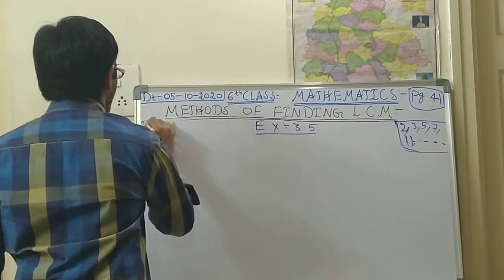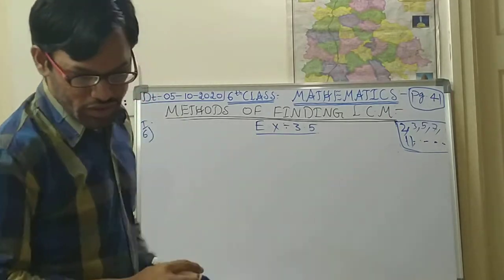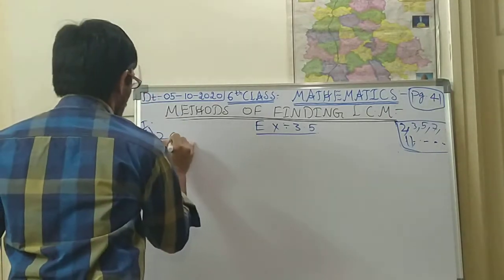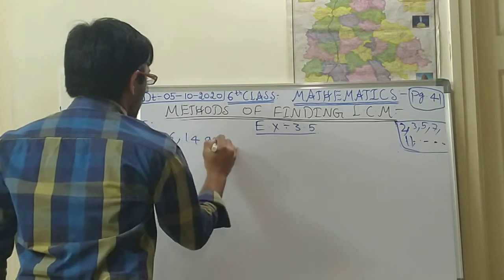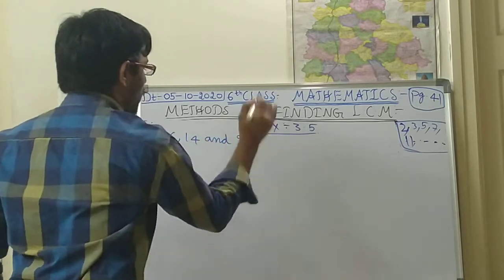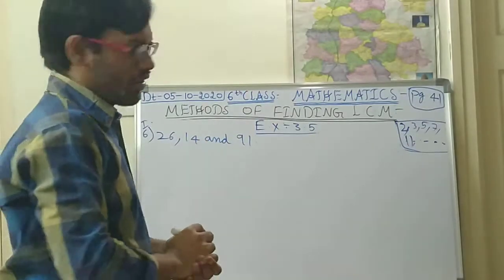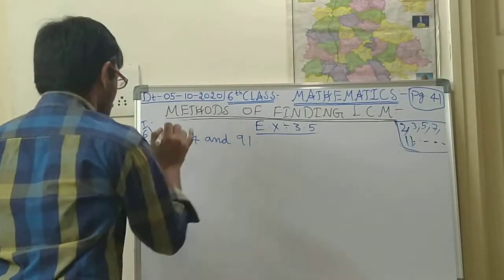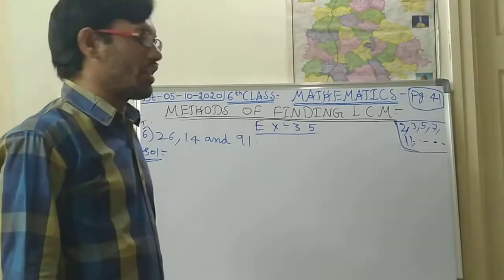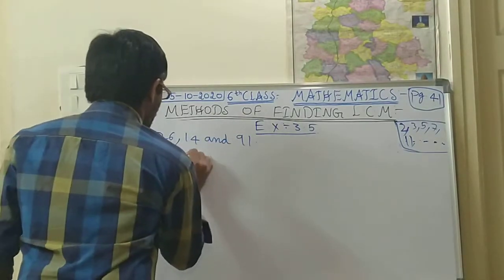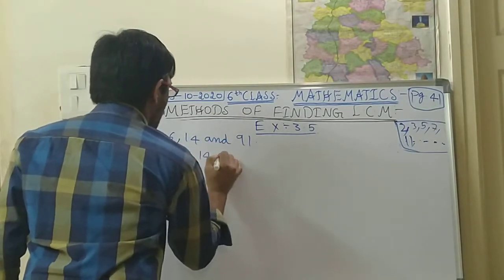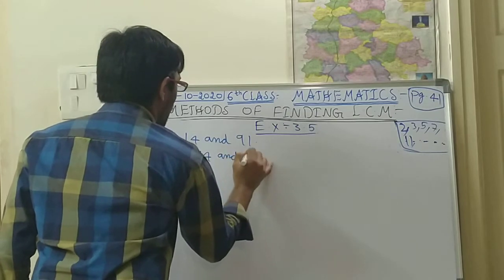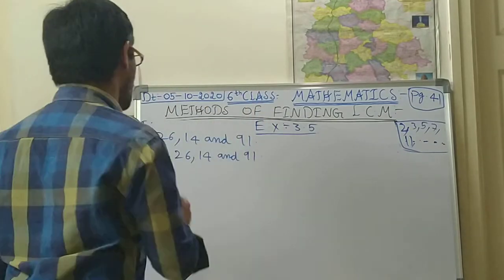The sixth one. What is the sixth one? 26, comma 14 and 91. 26, 14 and 91. So the solution: here also the same, with the help of the prime factorization method. So the first step as it is: 26, 14 and 91.